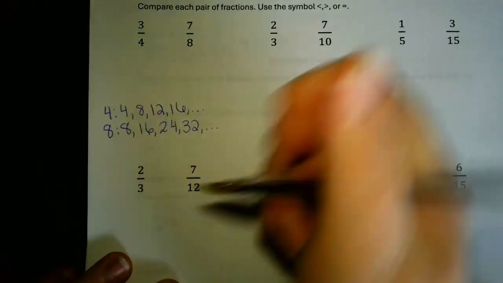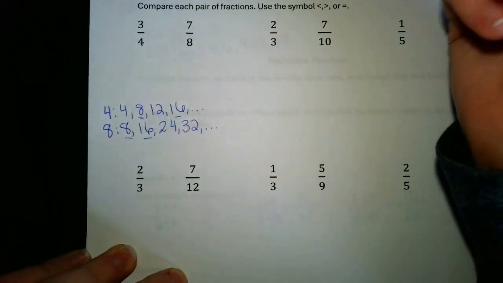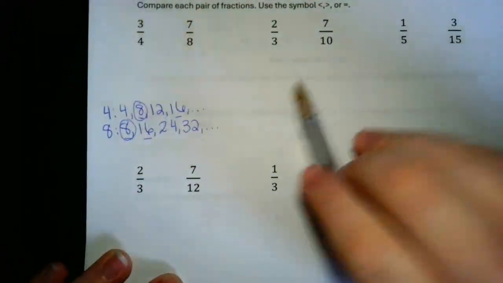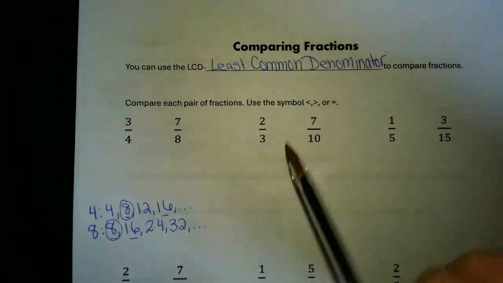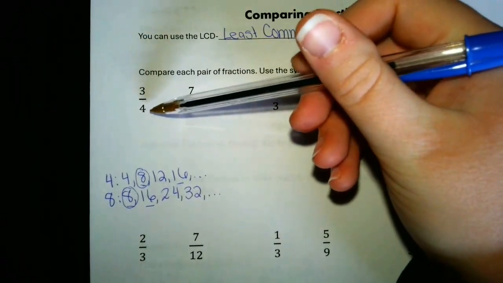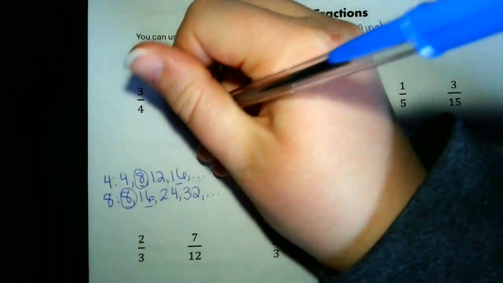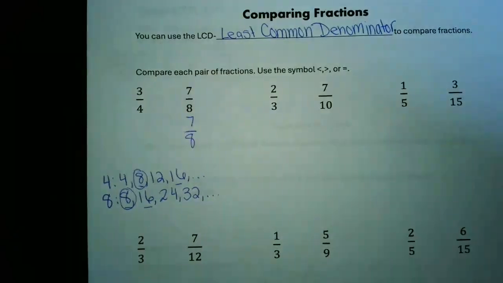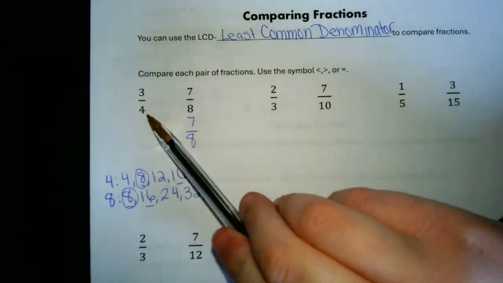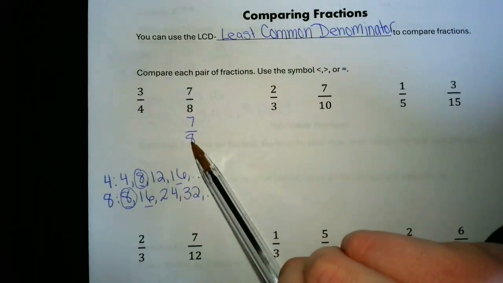Common multiples of 4 and 8, we have 8 and we have 16. Which number is the smallest? The 8. So that is our least common multiple, which is now going to become our least common denominator. So we want both fractions to have a denominator of 8. Well, 7/8 is already an 8, so you can just leave it as 7/8. 3/4, however, we want the 4 to become an 8. So we have to multiply 4 by a number to get 8.